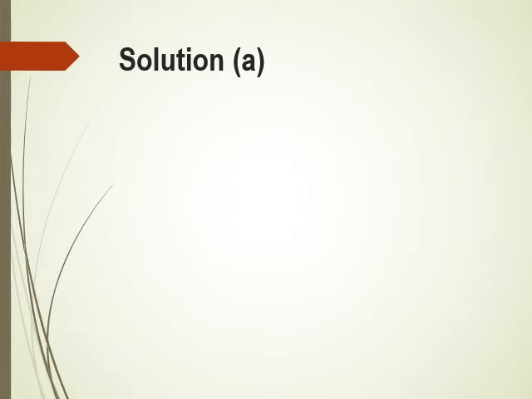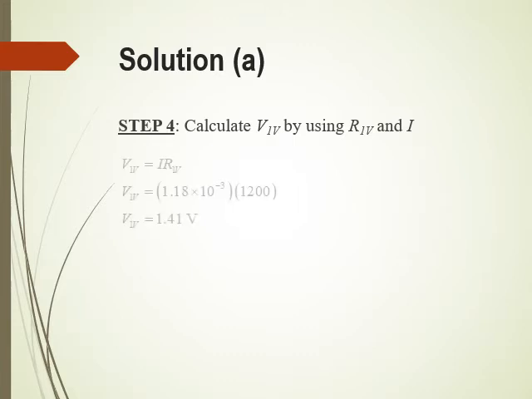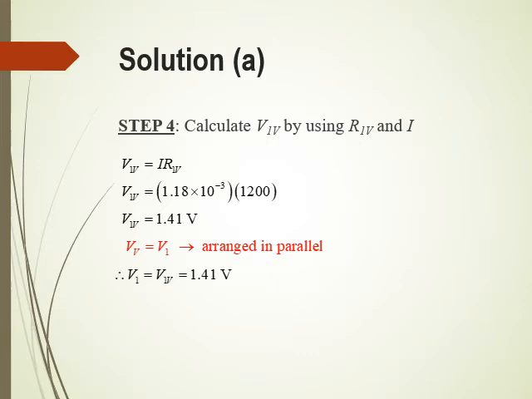Step 4. Let us do a reverse process by calculating V1V using the I from the previous step. So V1V equals I times R1V. Substitute the values into the equation, and you will obtain V1V equals 1.41 volt. Now, since resistor V and resistor 1 are arranged in parallel, VV and V1 are also in parallel. In this case, we say V1 is equal to V1V, and it is equal to 1.41 volt.